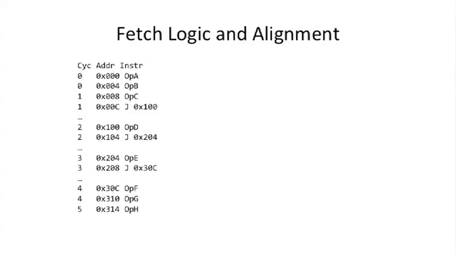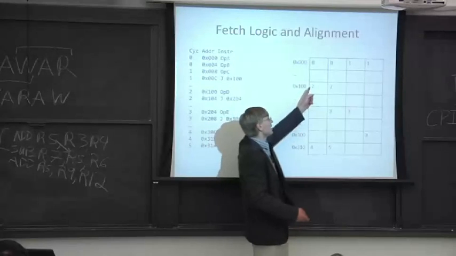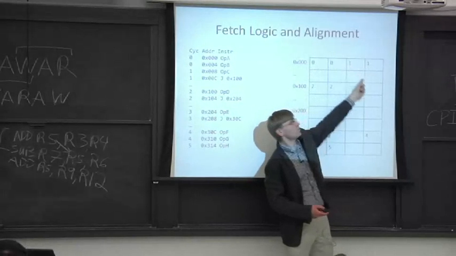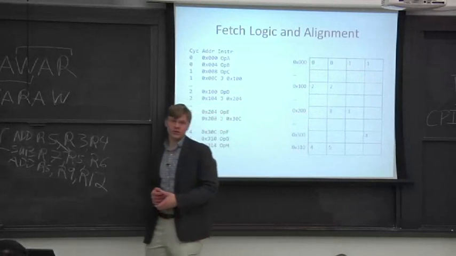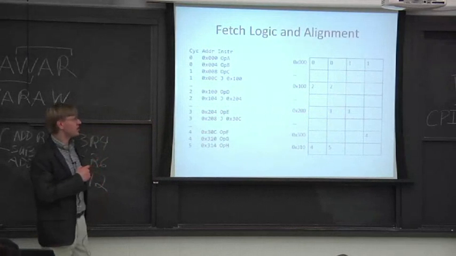And then we execute one instruction and we jump to 204 hexadecimal. Then we execute one instruction and jump to 30C hexadecimal, and then we just execute some stuff. Here is our cache, and let's say the block size is 4 instructions long. And we're going to look at how many cycles this takes to execute.